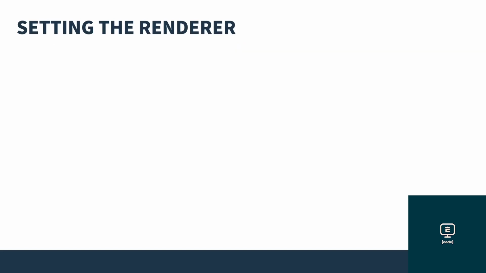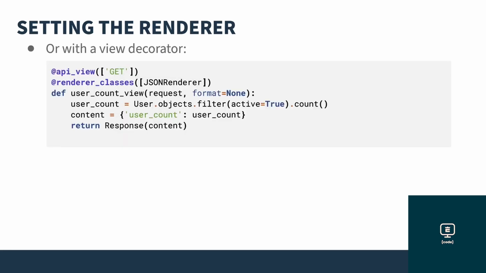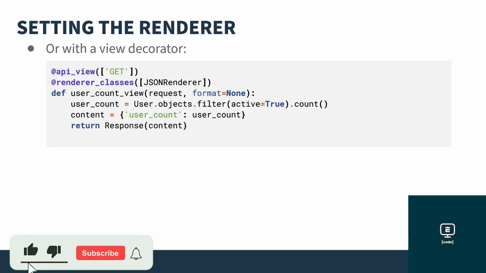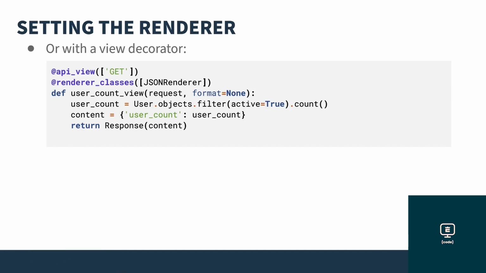In addition to setting the renderer inside of settings.py at a global level, you can also set it specifically. For example, in a view class, you can use the renderer classes decorator to specify what renderers are valid with a view. This one only supports the JSON renderer. Notice that the parameter to the decorator is a list, so you can specify multiple renderers if you wish.